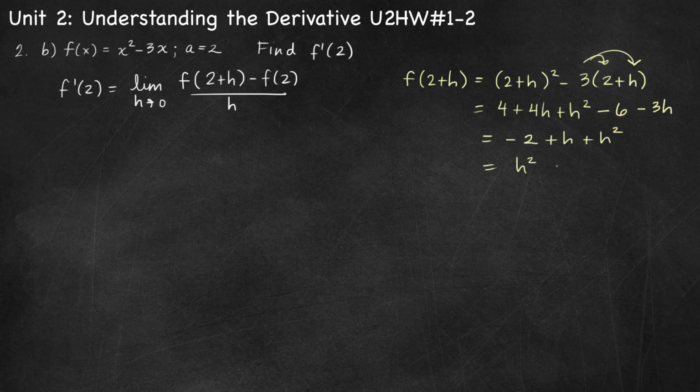And we'll rewrite that in standard form, h squared plus h minus 2. Then I'm also going to need f of 2. So for f of 2, we just substitute 2 in for x into our function f. And that is 2 squared minus 3 times 2, or 4 minus 6, or negative 2. Now let's go back to our limit.